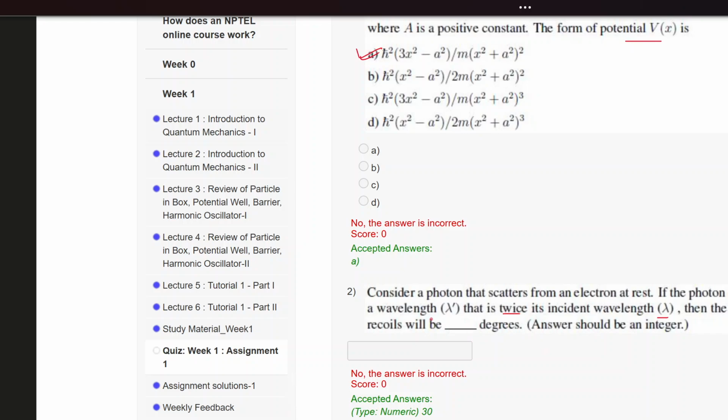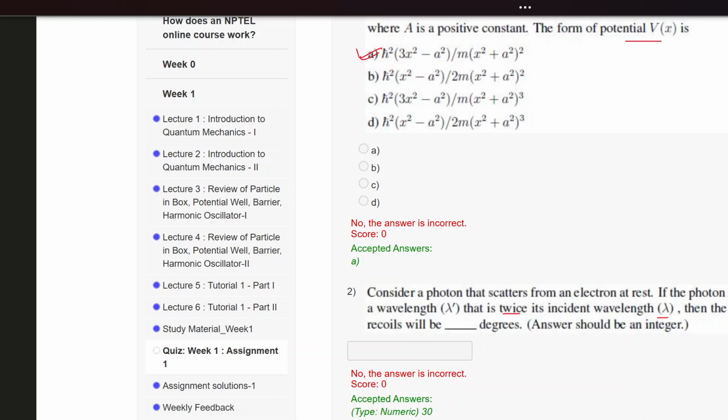So first of all you have to identify what problem you are dealing with. Once you see that there is a photon scattering from an electron at rest, you know that this is a typical Compton scattering problem, right? The Compton scattering experiment had the electron sitting at rest and a photon incident with some incident wavelength, which we mark by lambda I.